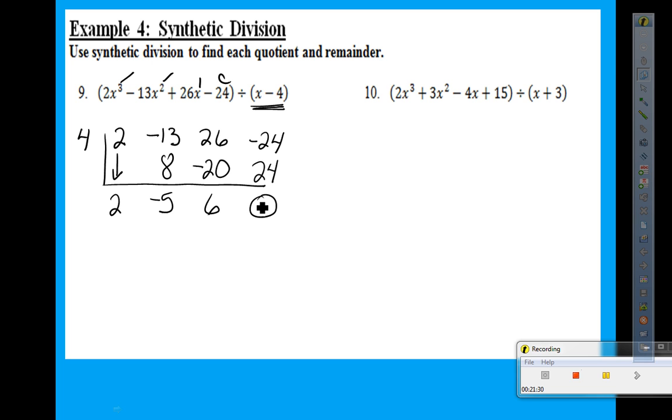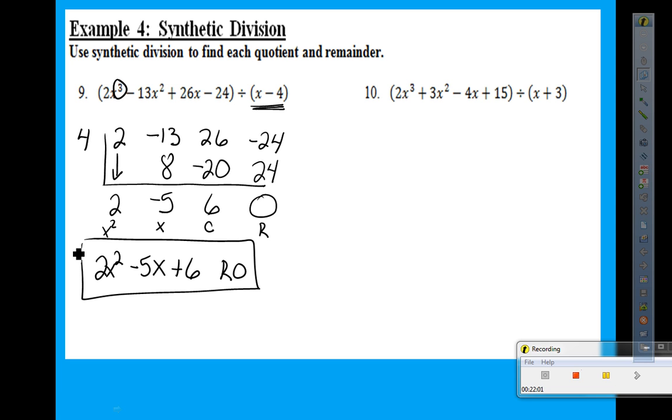Now here's my answer. We started off with a 3rd degree. So go down 1. This represents your squared. This represents your x. This represents your constant. This represents your remainder. So here's my answer. 2x squared minus 5x plus 6 with a remainder of 0. Since there is no remainder, you don't have to put that r of 0.